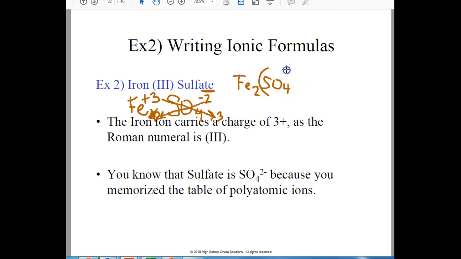So this is where I have more than 1 sulfate. I actually need 3 sulfates to balance with my irons. So this is an example of using those parentheses. Notice that you don't write the charges in the final formula. Okay, once you put the compound together, you don't write your charges. But you're going to write your charges when you're trying to figure out the formula.